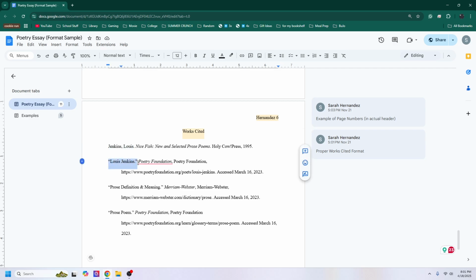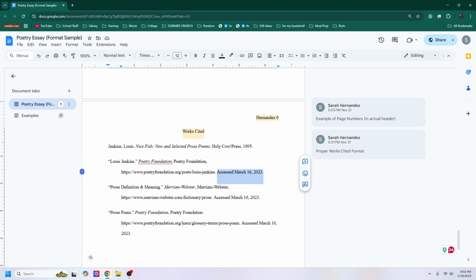Now, the title comes first when there is no author accredited to the source. That's usually on websites. Like, this website was not written by Lewis Jenkins. It's just about Lewis Jenkins. So the title is Lewis Jenkins. You would not put the organization first in MLA. In APA, that's another story.